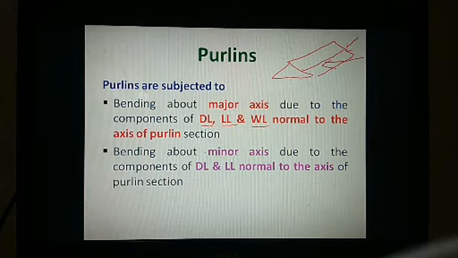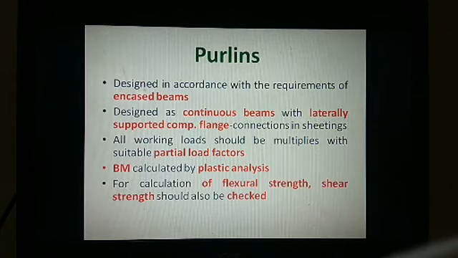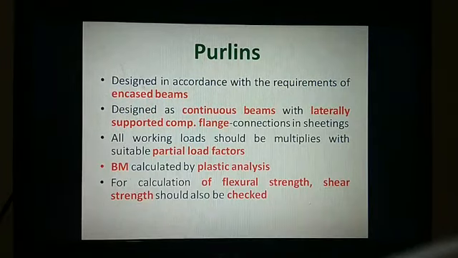So that is how wind forces, which are taken as normal to the axis of the purlin, are designed in accordance with the requirements of encased beams. So design as continuous beams with lateral support; even the purlins can be designed the same way. Here purlins have to be designed for bending moment, which is calculated based on the plastic analysis. When we design beams, whatever analysis we used, the same analysis you can make use of even for the purlin. So here the purlin is to be designed for flexural strength and for shear strength. These are the checks we are supposed to do for the purlin, okay?